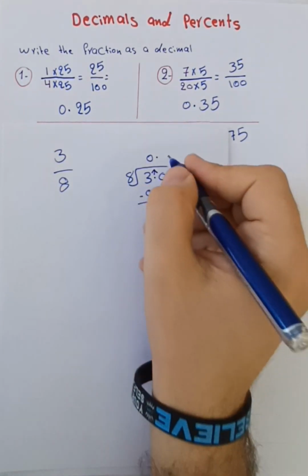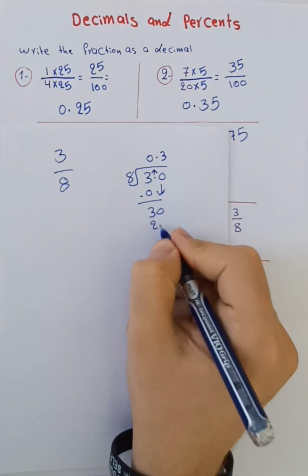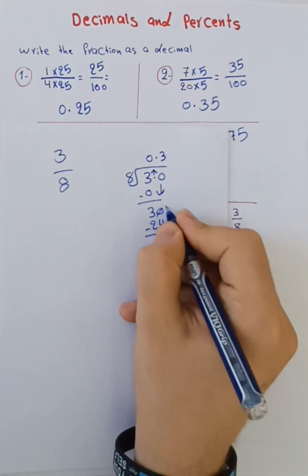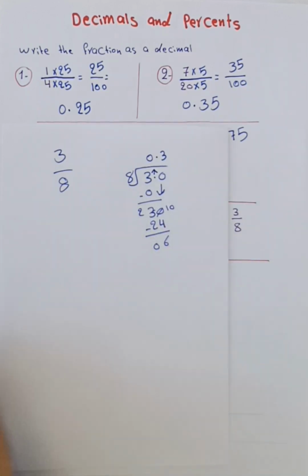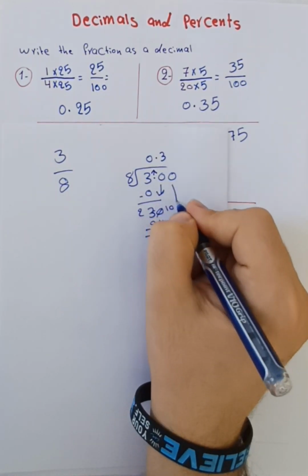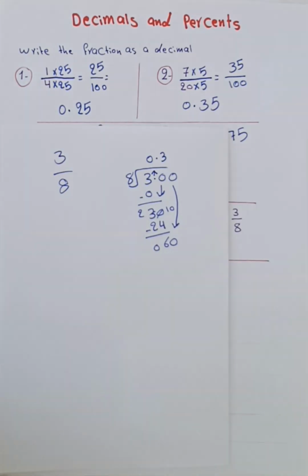30 divided by 8 is 3. 3 times 8 equals 24. This 0 becomes 10, and 3 becomes 2. 10 minus 4 is 6. 2 minus 2 is 0. And then you have to write another 0 and bring it down: 60.